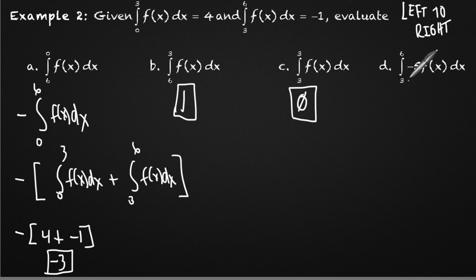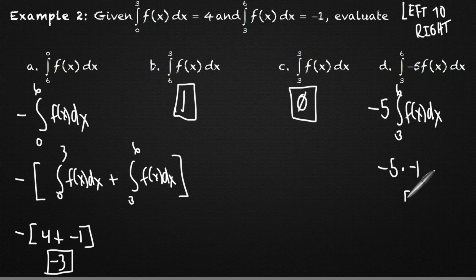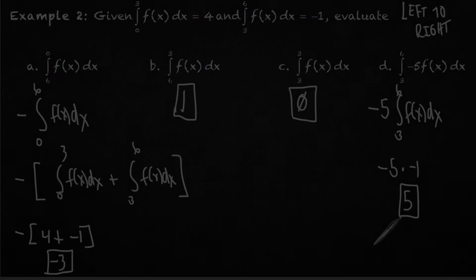And then here, if we notice that the integral is going from 3 to 6, so that matches up with this. But we have a -5 here, but we can apply the constant multiple rule, which means we're going to bring the -5 out to the front. And then we're going to integrate from 3 to 6 of the function f of x dx. And we know that that is -1, so -5 times a -1 is simply 5. So this is pretty easy stuff.